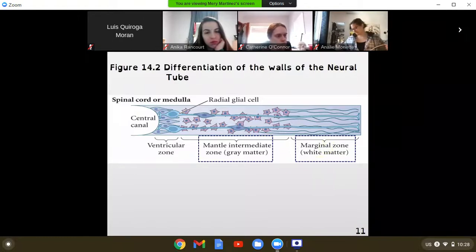Now, the germinal epithelium of the ventricular zone, so the cells that are in this section, will later shrink and become the ependyma. So the ones that are going to create the cerebrospinal fluid. Okay. And lines will cover the cavity, the brain cavity. Is this clear up to here? Yeah, okay.